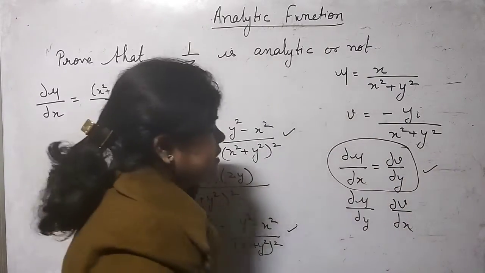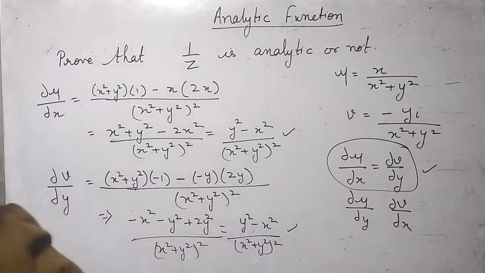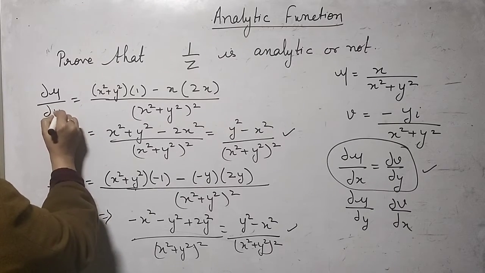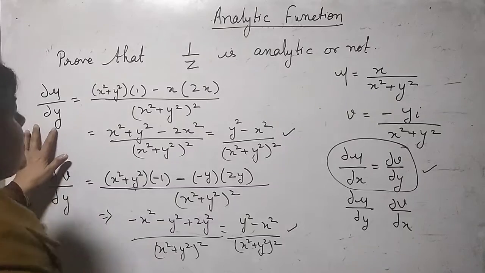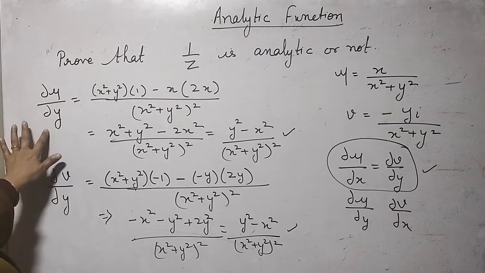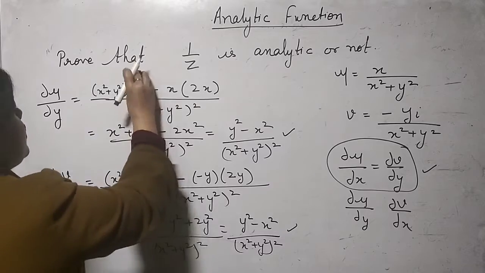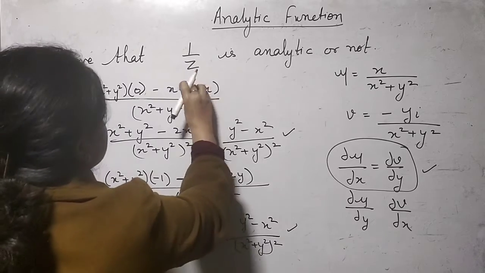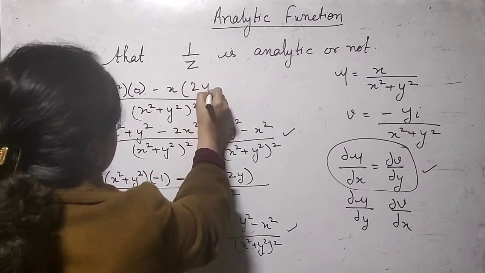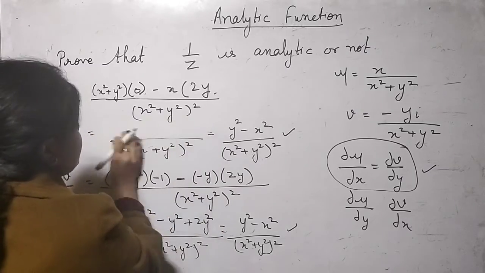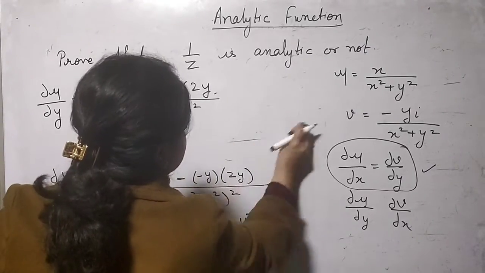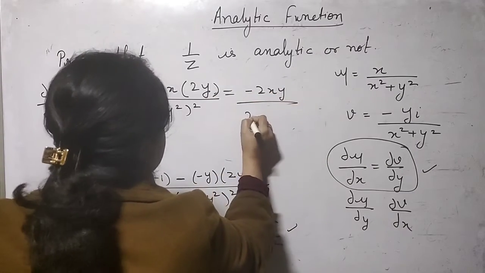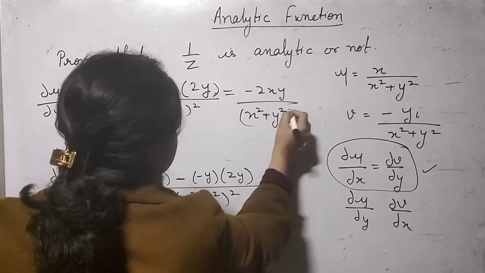Okay. Now I am proceeding to the next condition. Now when we proceed to the next condition, we have here du over dy. That means we have to differentiate with respect to y. For this case, when we differentiate with respect to this, here we get what? We don't have x, so it becomes 0, and here it becomes 2y. So ultimately, in this case, we get minus 2xy over x square plus y square whole square.